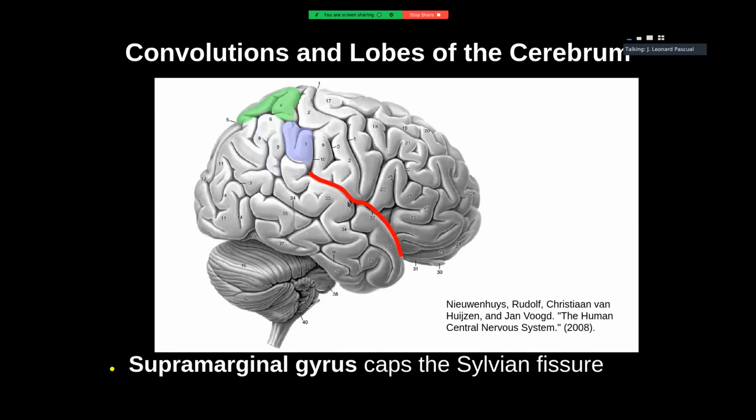So to find the supramarginal gyrus, so above the margin, so above the Sylvian, is this supramarginal gyrus, by following the Sylvian fissure with your finger until the Sylvian fissure stops. Where it stops is where you'll find the supramarginal gyrus.